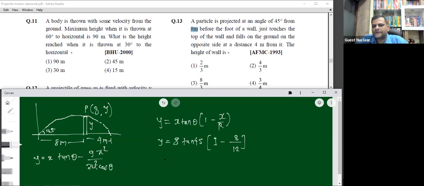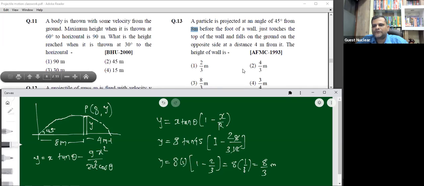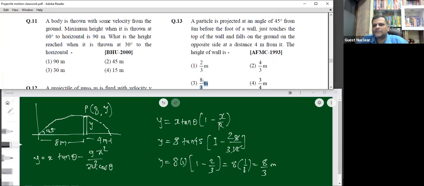So if we just simplify this further, then we get this y is equal to 8 into 1 into bracket 1 minus 8 by 12, which is going to be 2 by 3, right? So that is 1 minus 2 by 3 comes out to be 3 minus 2 by 3, मतलब 1 by 3, correct है? So it's going to be 8 into 1 by 3, which is actually going to be 8 by 3 meter. This is going to be actually the height of that wall, which is already available in this option number 3 here. Okay.